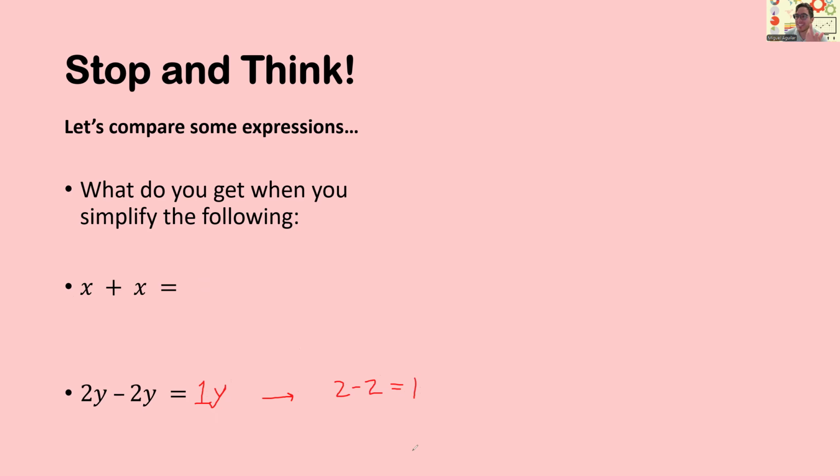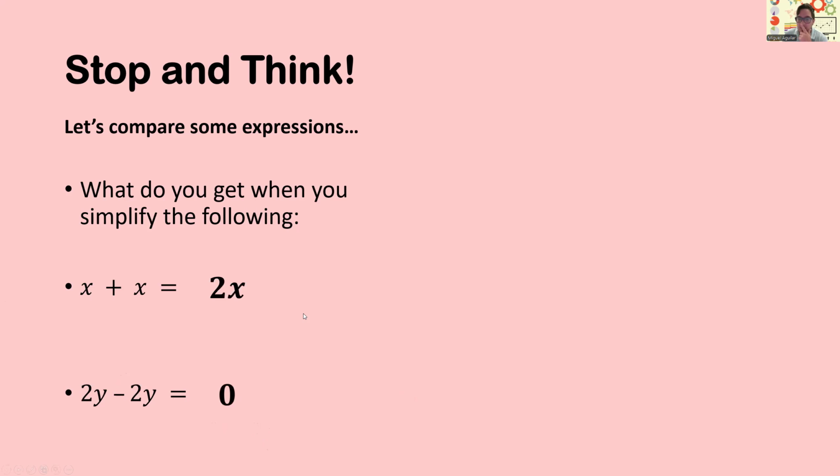And that's not correct, right? So you have to be careful there because 2 minus 2 is definitely not 1. It has to be 0, okay? So whether you put 0y or whether you put just plain old 0, that would be correct, but don't make this mistake, okay? If you have 0 y's left over, you have 0, okay?